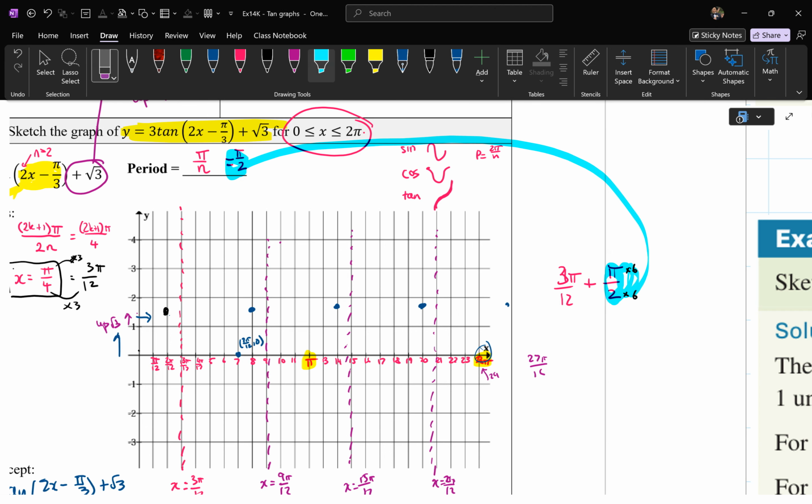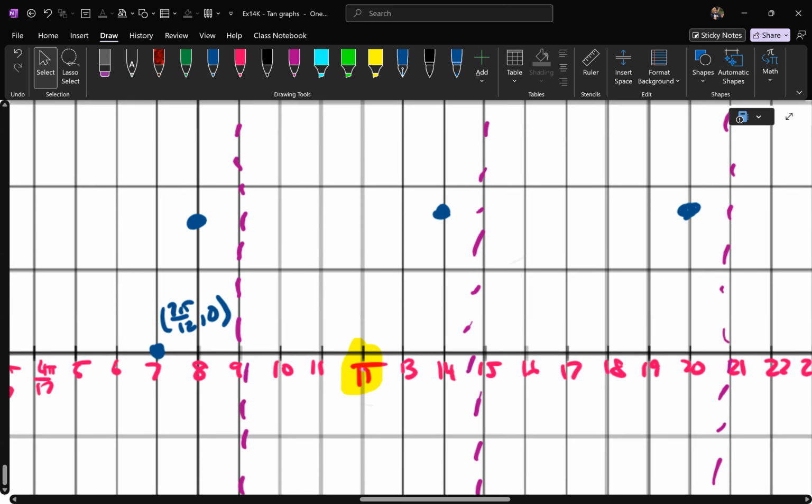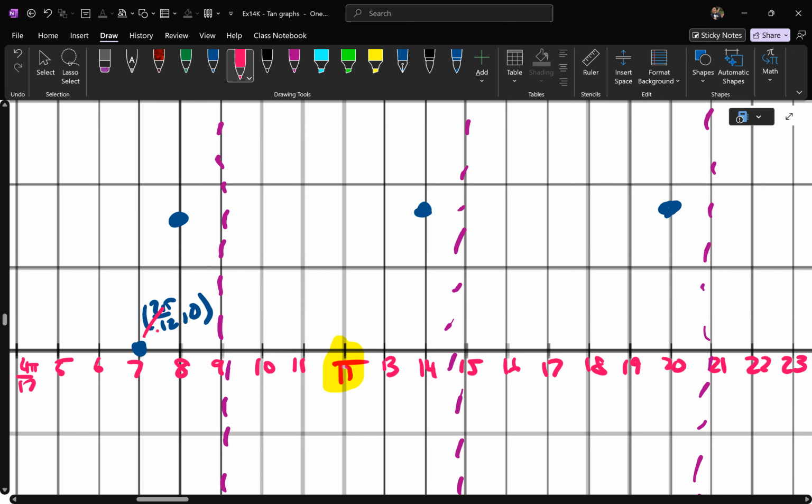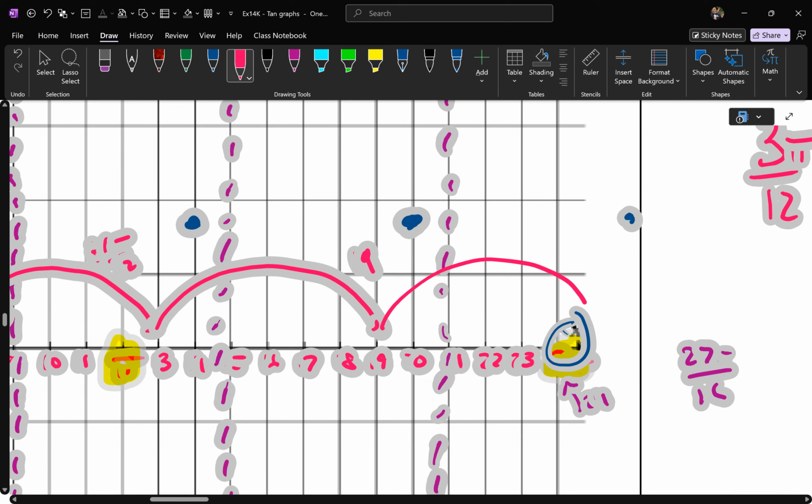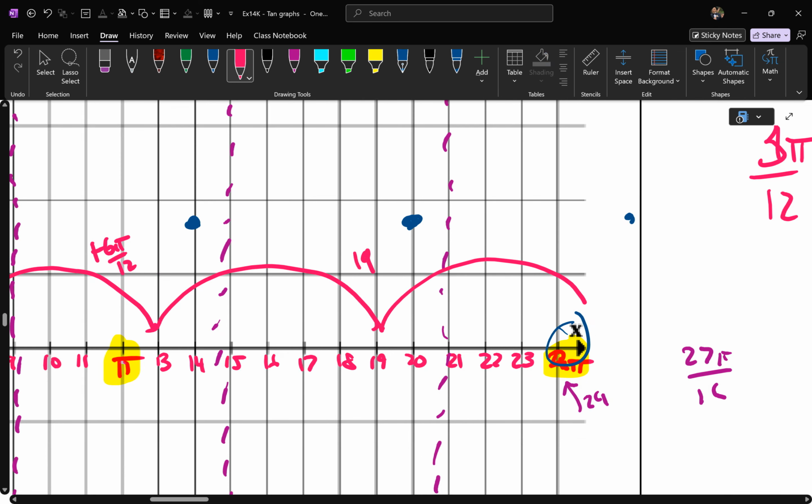Pi on 2, since it's all out of 12 scale, you just change the pi on 2 to 12s. So if you change it to 12s, that's 6 pi on 12. So you're really just adding on 6. So if you started off at 7 pi on 12, add on another 6. 6 pi on 12, that's how you get to 13. And then 13 plus 6, 19. 19 plus 6, 25. But can you see how I'm finding all the x-intercepts?